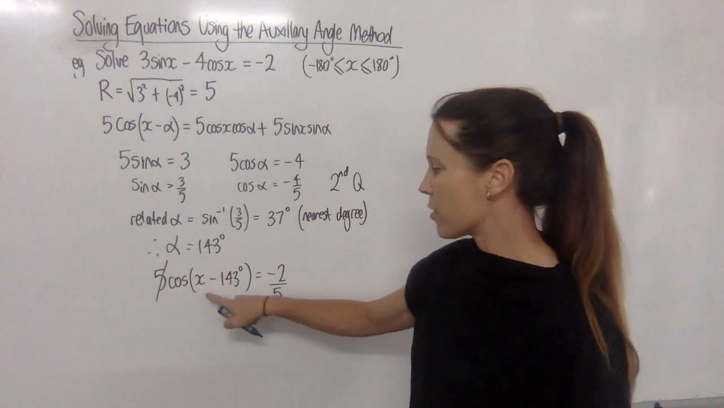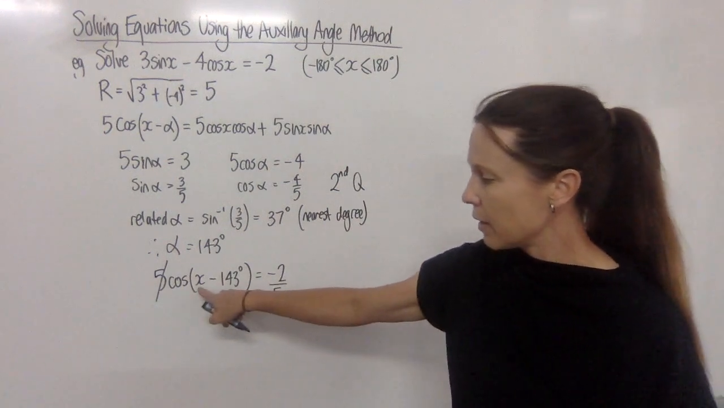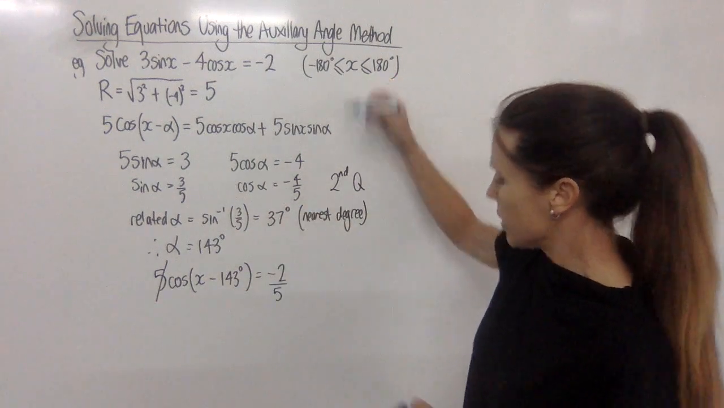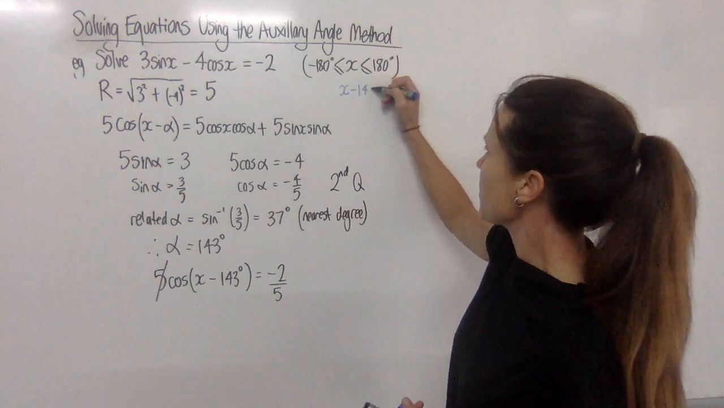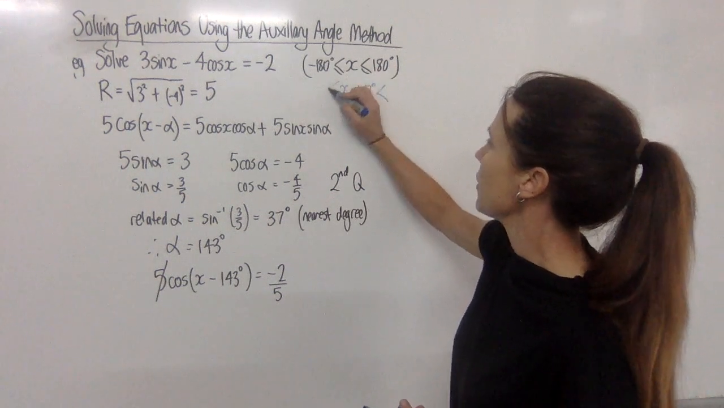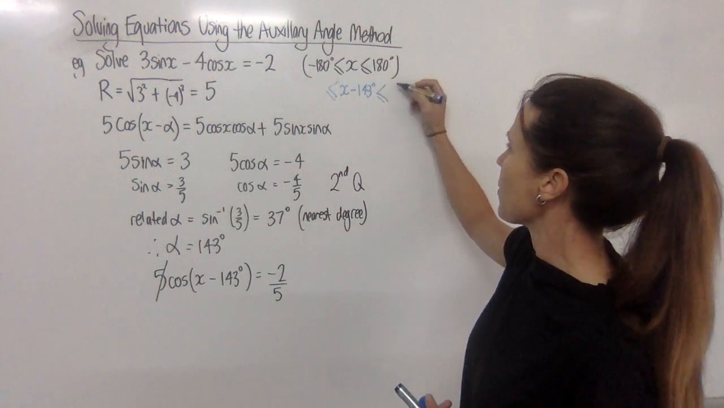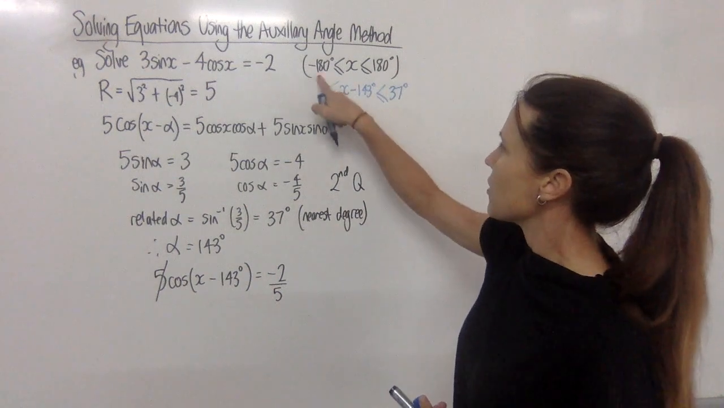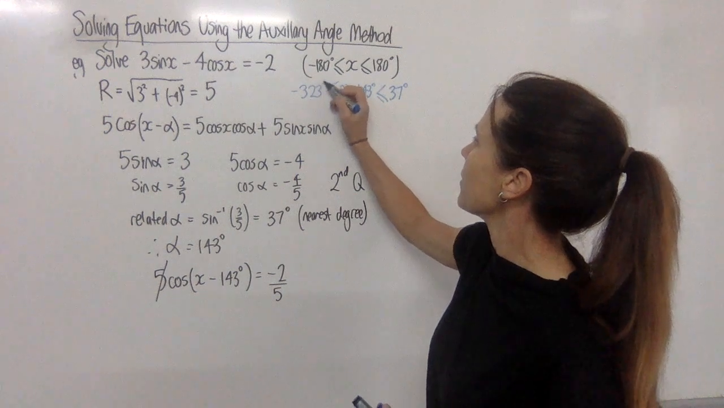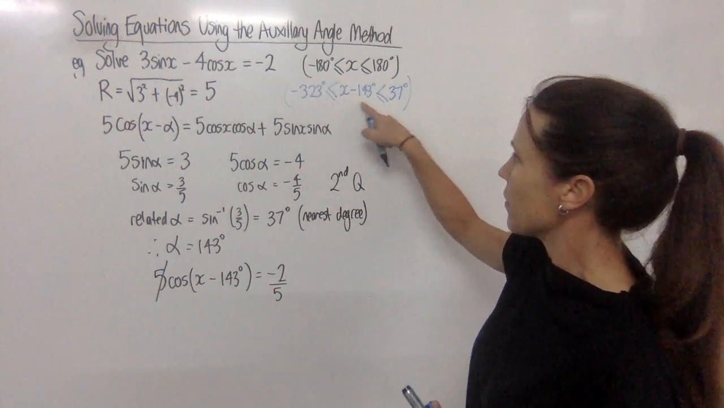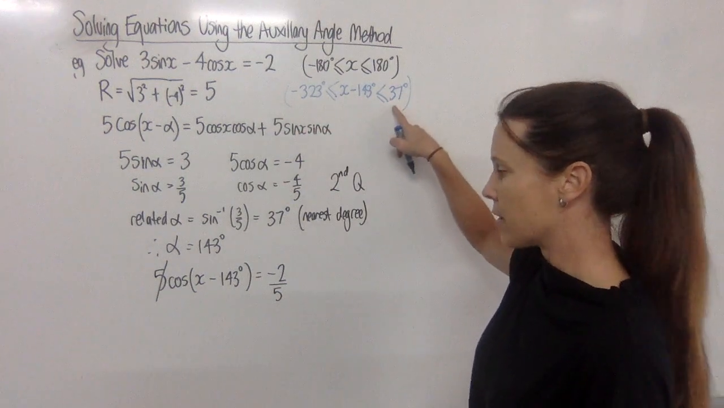Okay, so the cos of something is -2/5. Let's think about quadrants. And in fact, let's think about what's happening here. If this is our domain, then what will be the domain of x minus 143 degrees? Well, I've just subtracted 143 degrees from this, so I need to subtract it from there. And I need to subtract it from here. Goodness, what am I going to get? Minus 323 degrees. So in other words, x minus 143 has to be between -323 and 37.